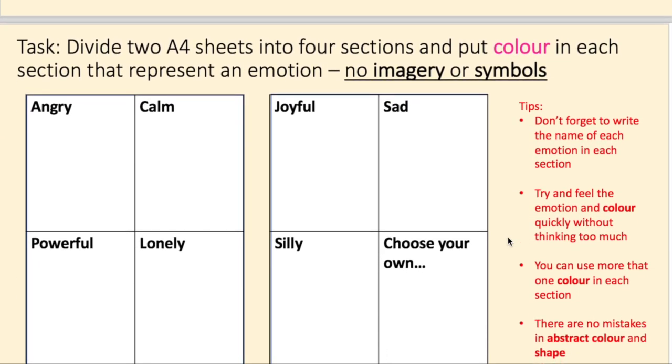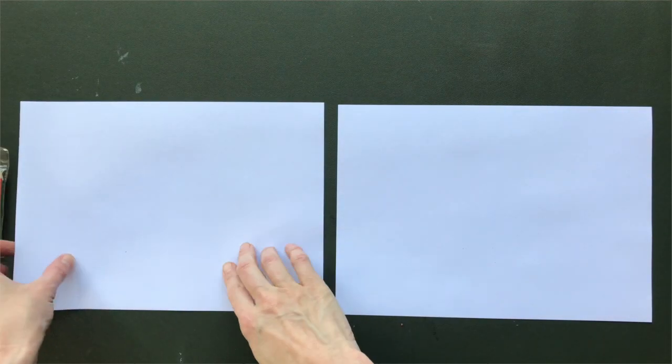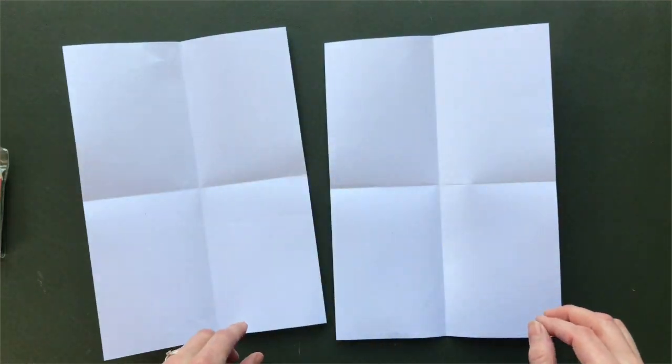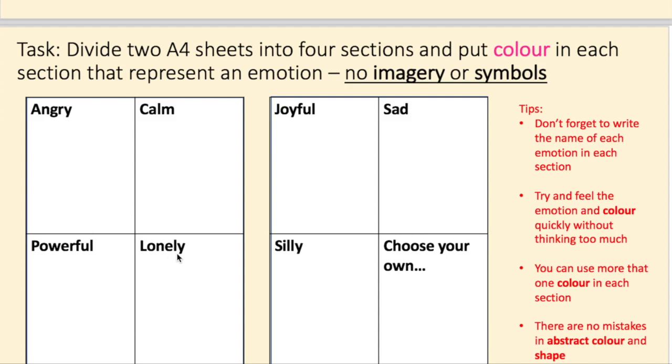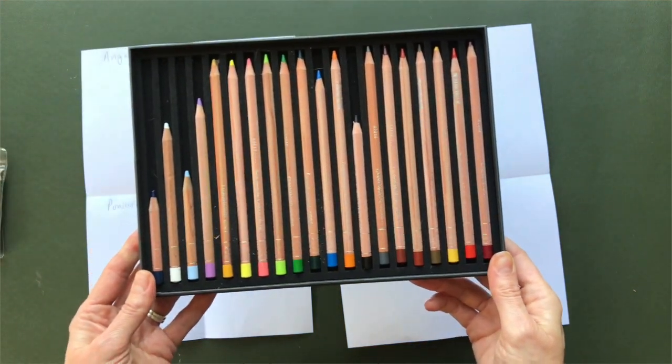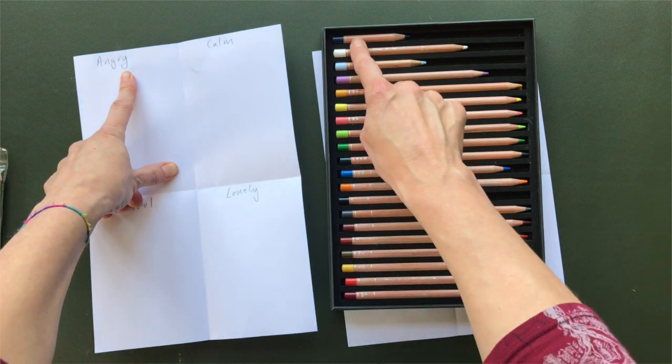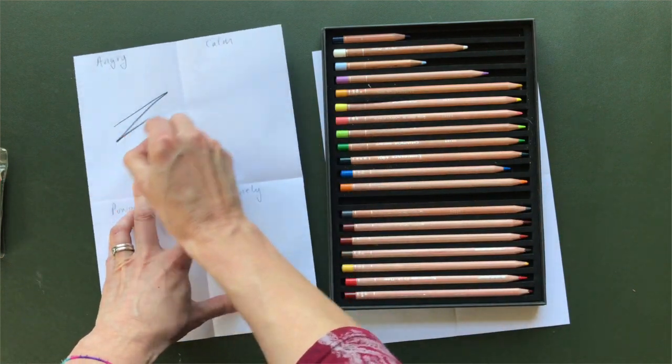For the second part of this task, I would like you to create another 2 A4 sheets, fold them in half, and then fold them in half again, and write in the same words that you wrote in before, and the last one again, choose your own. But this time put colour in each section. You can use shapes and you can use line as well, but just try and put certain colours. You could have one colour, maybe there's two colours that represent, maybe three. What colours and shapes could you put in these squares that would represent these emotions?